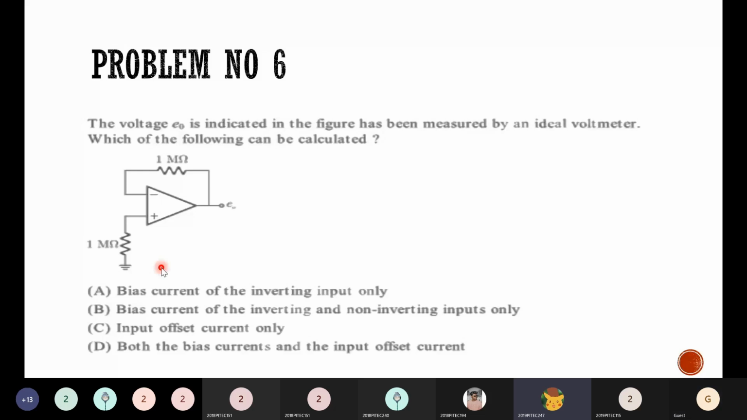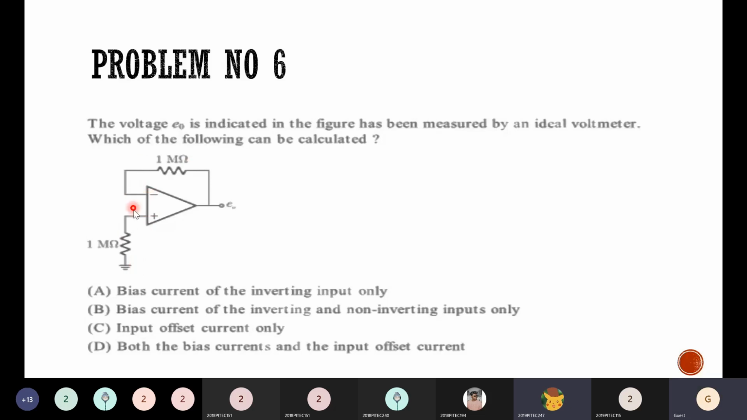Yes, able to get it? So we'll try to write the equation. How will you start doing this? Let us assume the current in the non-inverting terminal as I plus, and the current in the inverting terminal as I minus. The voltage here is V plus and the voltage here is V minus. So try to write the equation for the current flowing in this, that is I minus, and the current flowing here as I plus. Try to write both the equations.